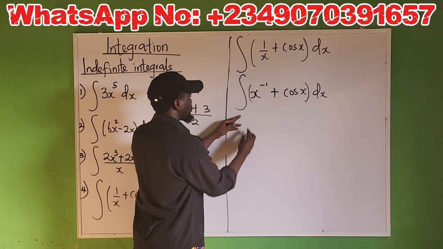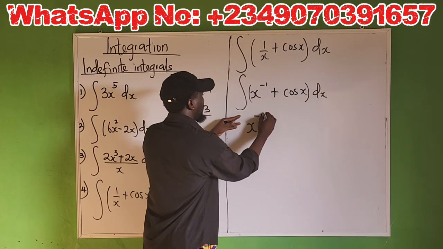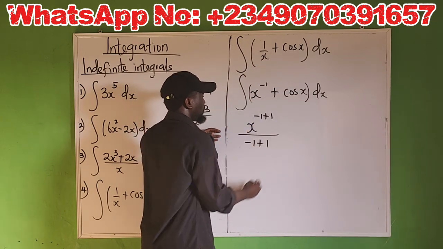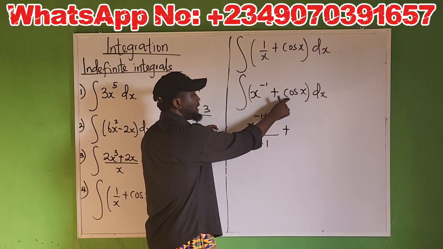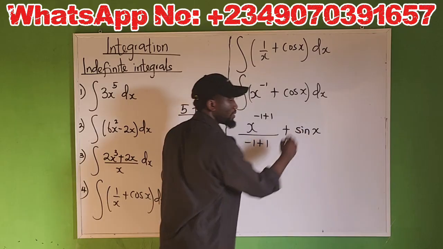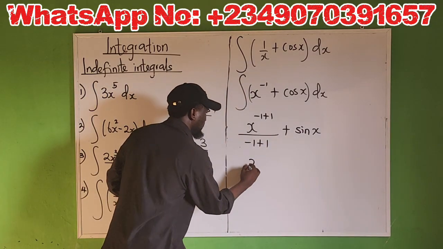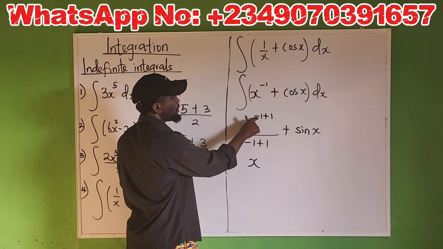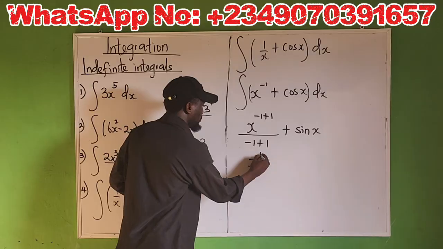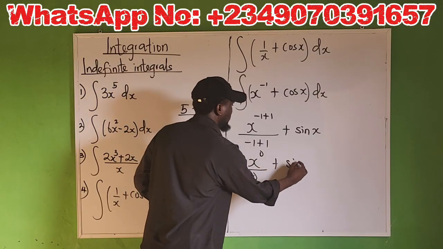So for this x, we are going to have x raised to the power negative 1, right? We are going to do what? Add 1, then over what? Negative 1 plus 1, then plus. So what is the integral of cos x? That is sine x. Do you get it? All right. So what's the next thing here? We have x. So this is what? Minus 1 plus 1. And minus 1 plus 1 is what? That is 0. So 0. Here too now, minus 1 plus 1 is what? That is 0. And we have plus sine x.